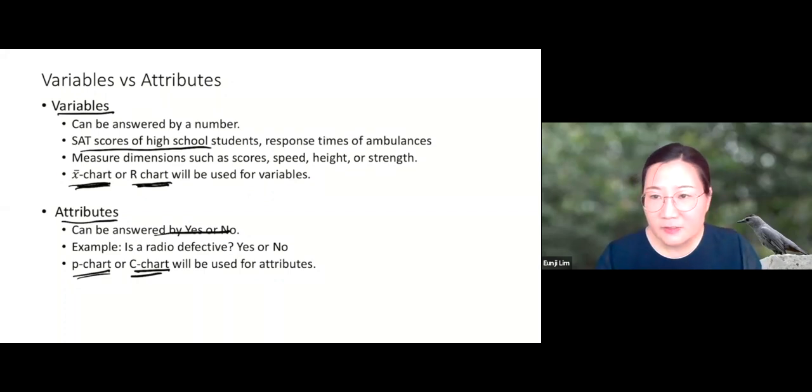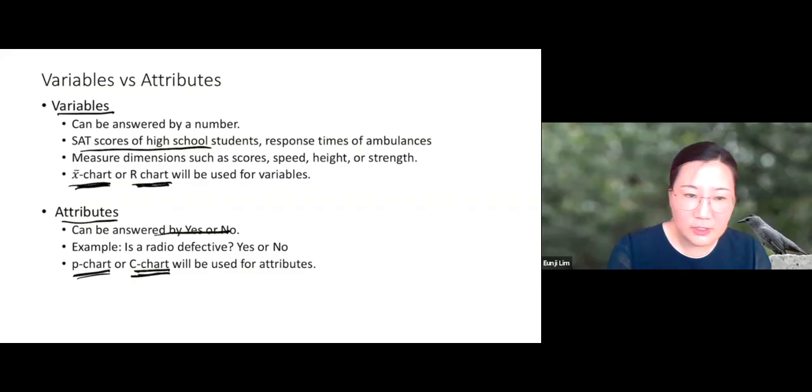For example, let's say you're producing radios in a production line. You are at the end of the production line and you're inspecting all the finished radios and you're testing if they are defective or not. If it's defective, you record yes, it's defective. If it's not defective, you record no, it's not defective. So your observation is either yes or no. It's binary. Your observation is an attribute. So in that case, you can use the P chart or the C chart.